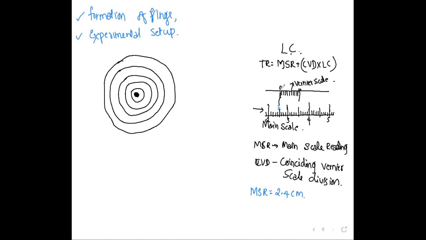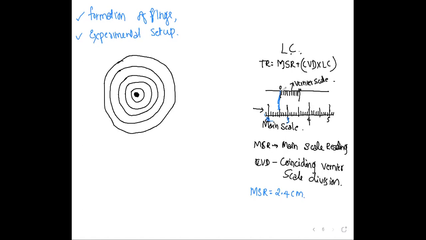This is our first line in the vernier scale. That first line is behind this 2.5. In our scale, this is 2 and this is 3, right? So MSR is behind this 2.5 line. Therefore 2.4 centimeter is the MSR.